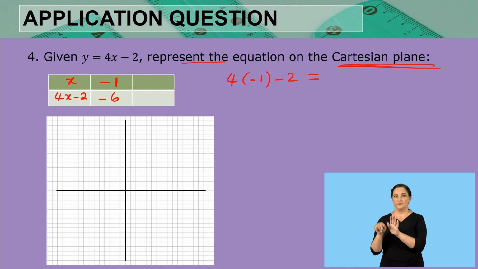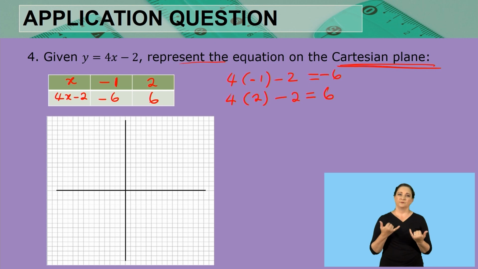The other input value that I am going to use, I am just going to use a 2. And then for me to get the output value, I'm just going to say 4 multiplied by 2, that is 8. And then we're going to subtract 2, that is going to give us a 6. So let us write that into our table, and we only just need those 2 points.